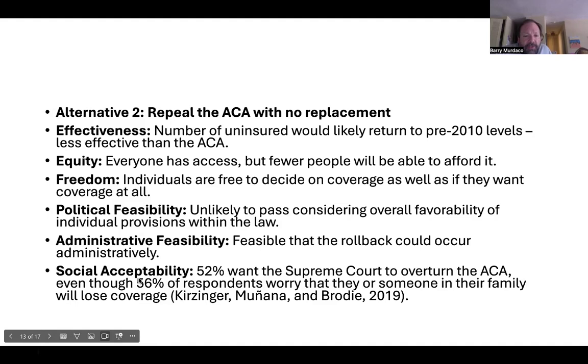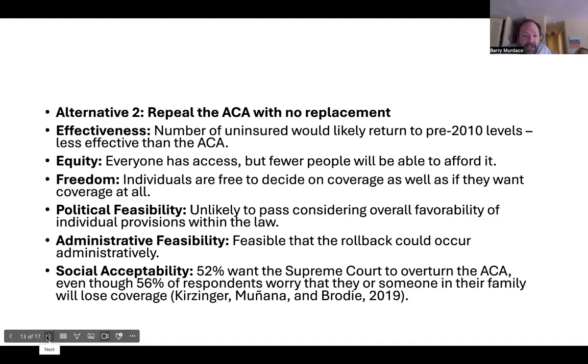Social acceptability, 52%, according to this, want the Supreme Court to overturn the ACA, even though 56% of respondents worry that they or someone in their family will lose coverage. So once again, as is often the case, public opinion seems to be kind of all over the place. I mean, people don't really know what's going on.